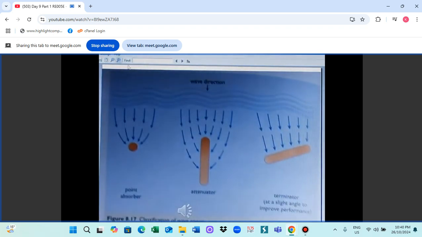So this is the wave direction and also the absorber, attenuator, and also the servos and motor. This is the location.